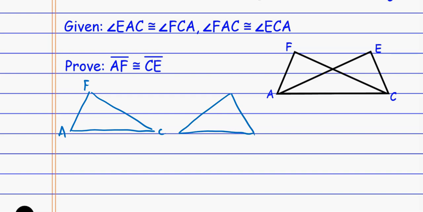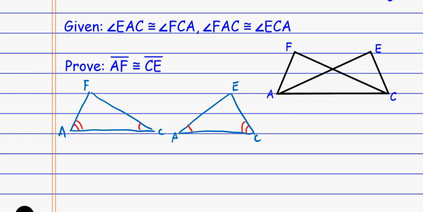I'm just kind of dragging them apart. Here's ACE. And so now when I label these things, let's start with EAC and FCA. Those are congruent. And then FAC, these guys, and then ECA, this guy. See, that makes a lot more sense. And so when you separate these out, it's really easy to see these a little bit clearer, okay?